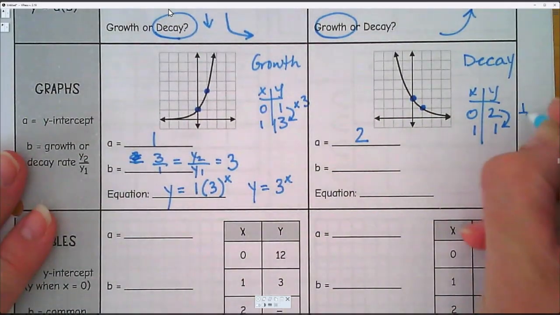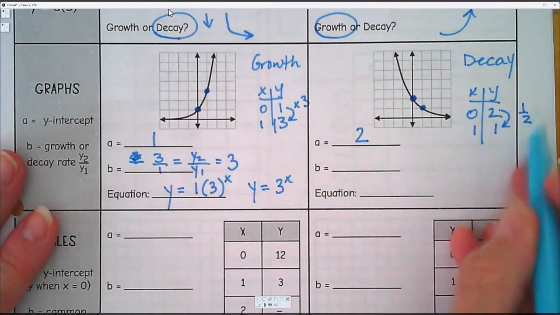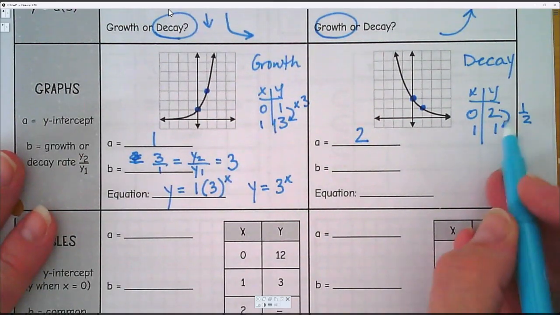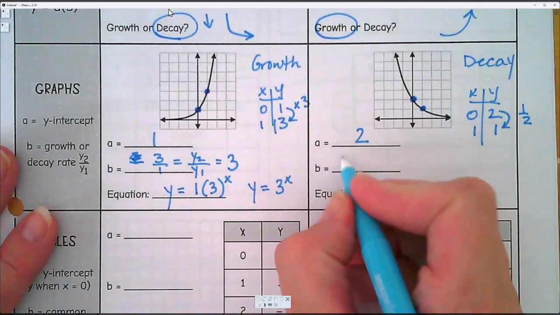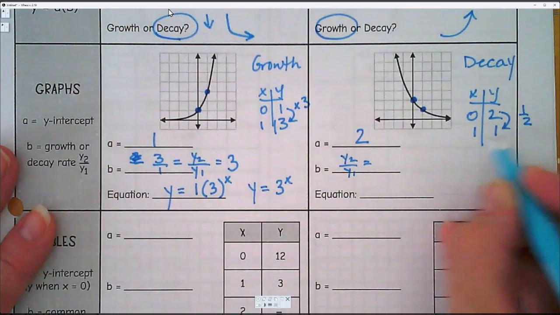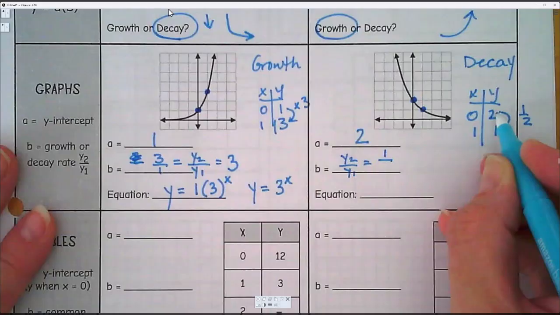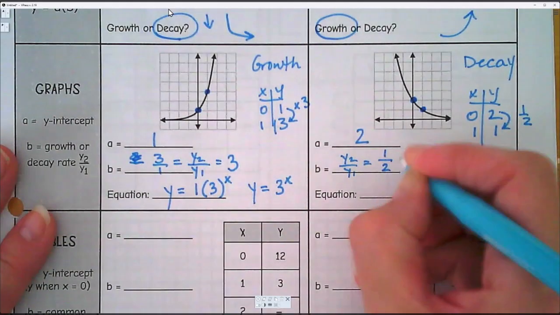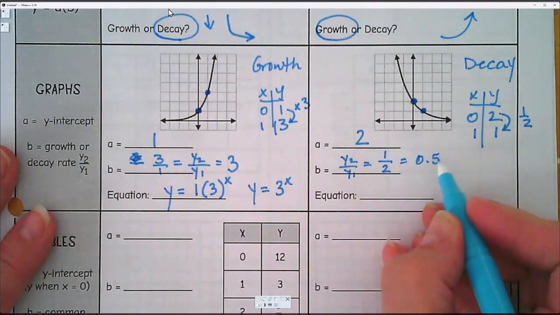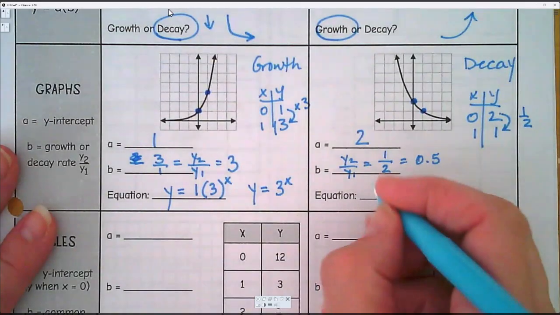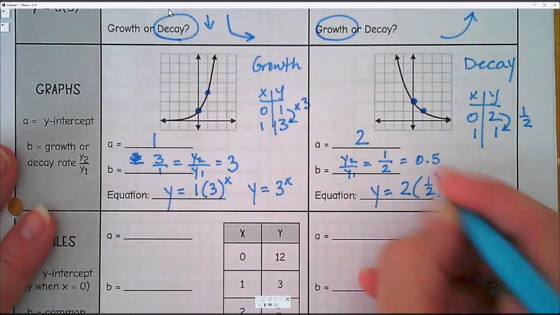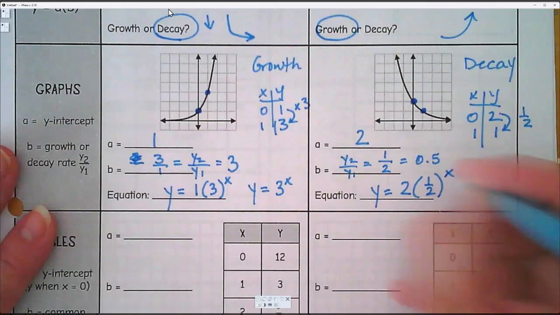But let's also do it mathematically. So what I did here is I divided 2 in half, or I multiplied by 1/2. So here, if I think about that, my y2 divided by my y1: y2 is this number, 1, divided by my first y value, which is 2, I get 1/2 or 0.5. You can write it in either way. I'm going to use the fraction. So my equation should be my a value multiplied by my multiplier, which is 1/2 to the x power.